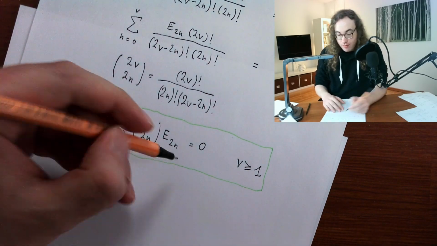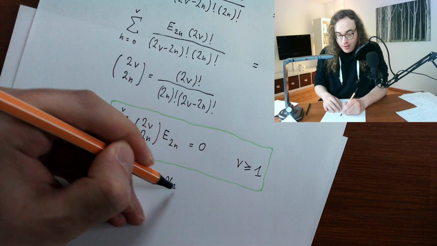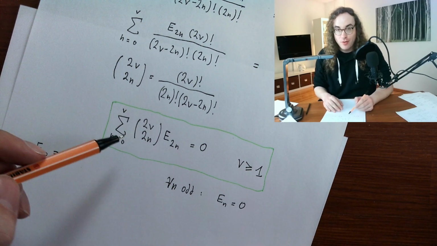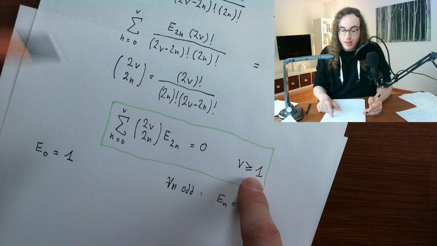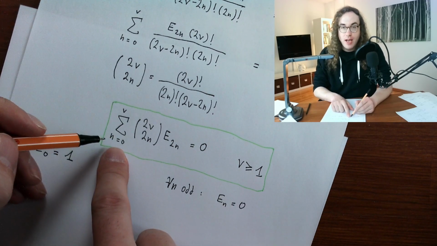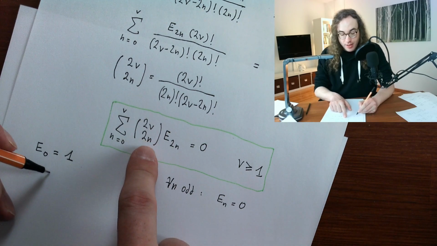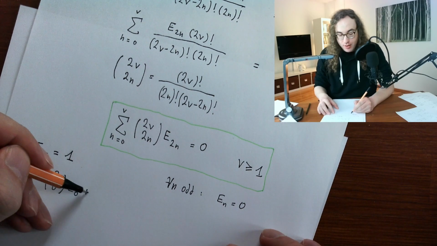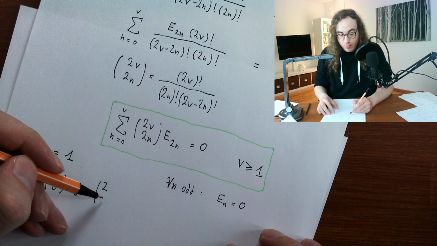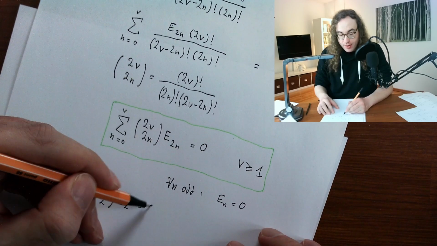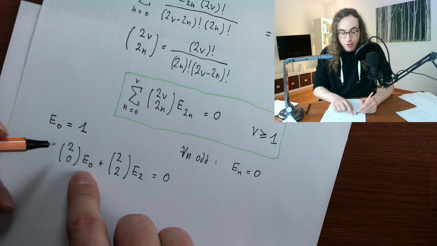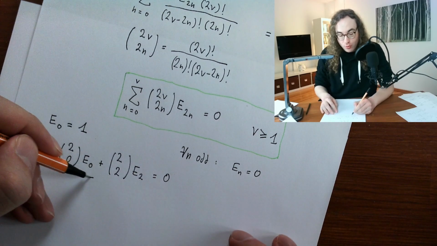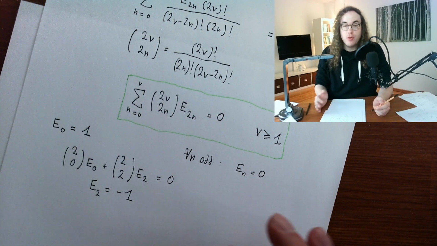I also know that we had shown this long ago, that for all n odd, E_n is 0. So I'm only interested in the even ones. So it's very convenient that the even ones occur in this formula. Let me show you how to use it. Let's start with v equals 1. Then I get a sum with two terms, n will be 0 and 1. So I get (2 choose 0) times E_0 plus (2 choose 2) times E_2, and this is 0. Since I already know what E_0 is, this is 1, this is 1, this is 1, so I deduce that E_2 has to be minus 1. So see, I've already computed the next Euler number.